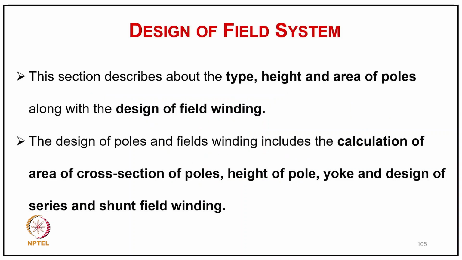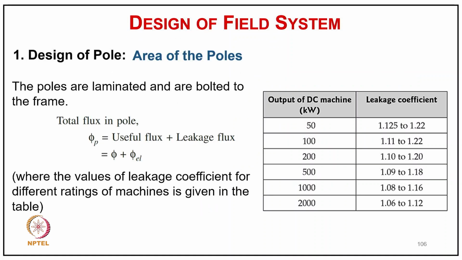So this section describes the type, height and area of poles along with the design of field winding. Design of poles and field winding include the calculation of area of cross section of poles, height of pole, yoke, and design of the series and shunt field windings. So coming first to the design of pole.